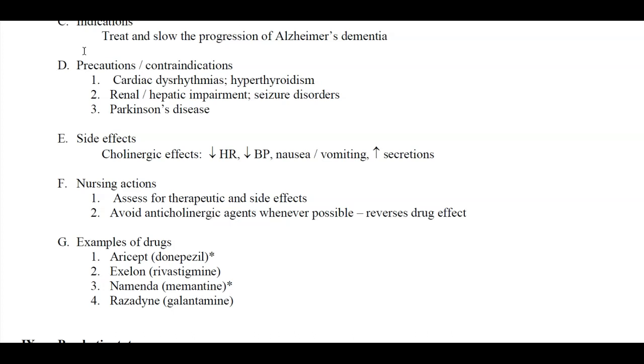Additional nursing actions include avoiding anticholinergic agents whenever possible because it reverses the drug effect. Examples of drugs for Alzheimer's include Aricept or donepezil and Namenda or memantine. Donepezil is a cholinergic drug, while memantine is an NMDA receptor antagonist.